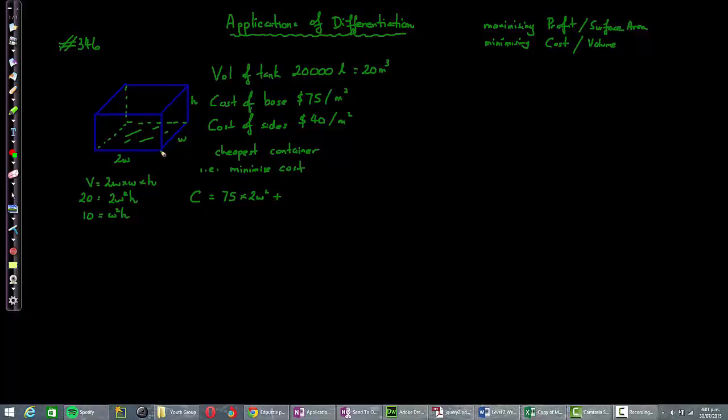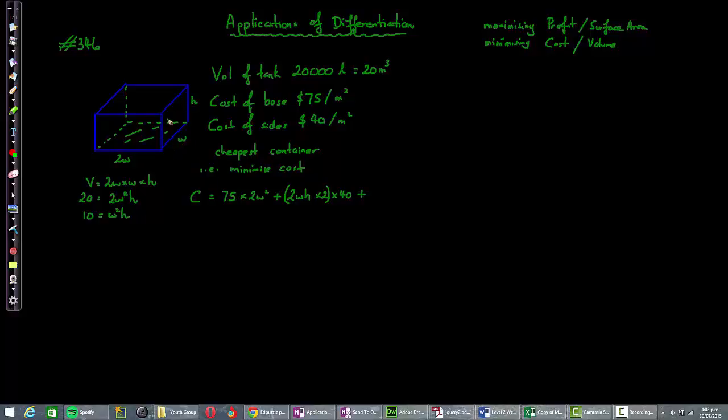The sides, notice, have two different dimensions. If we take the front here, it's 2W times H, and we have two of those. So we've got 2WH times 2, and that's going to give an area of the front and the back, and that is going to be times 40, because it's $40 for each of those square meters.